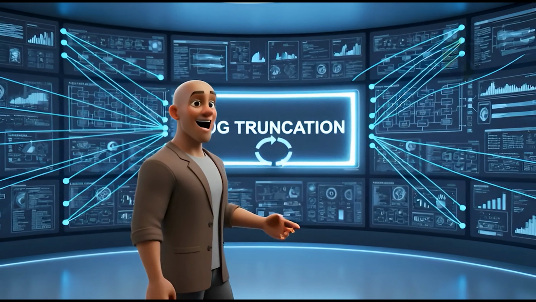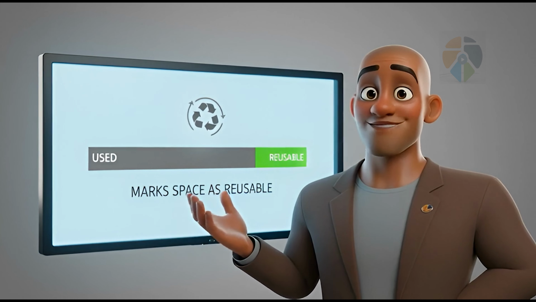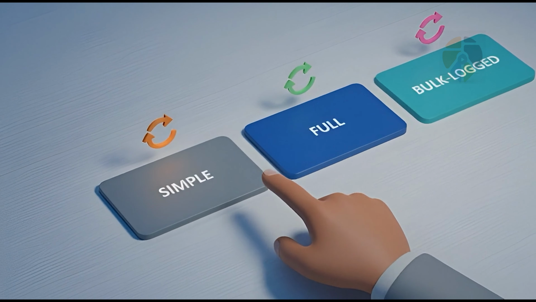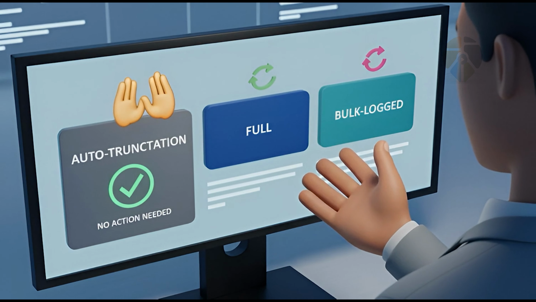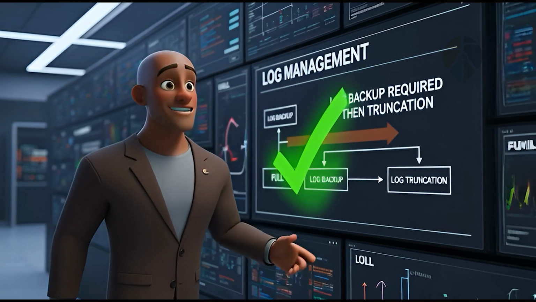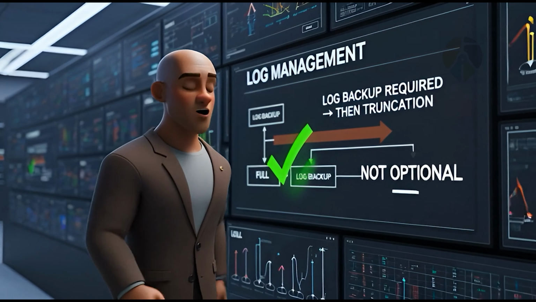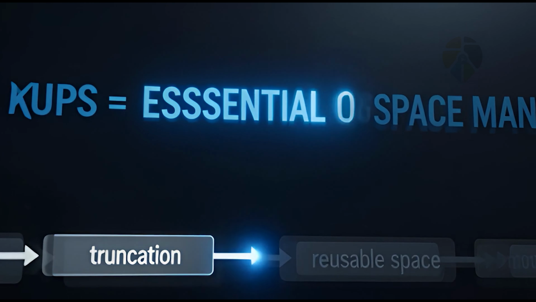Let's quickly tie everything together with log truncation. Log truncation is the process of marking transaction log space as reusable. In simple recovery model, truncation happens automatically at each checkpoint. There's no action needed from you. In full recovery model, truncation only happens after a successful log backup. This is why log backups are not optional in full recovery model. They are essential for log space management.